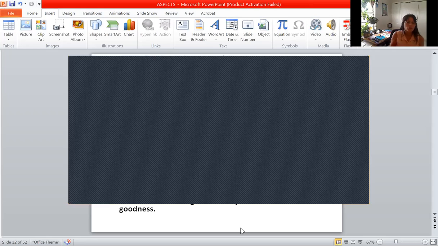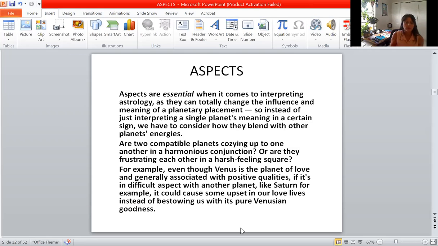Are the 2 compatible planets cozying up to one another in a harmonious conjunction, or are they frustrating each other in a harsh-feeling square? For example, even though Venus is the planet of love and generally associated with positive qualities, if it's in difficult aspect with another planet like Saturn, it could cause upset in a love life instead of bestowing us with pure Venetian goodness. Or it could be putting structure or order in your love life, or a love with somebody or something older, because Saturn is that. So there's a lot of little nuances to that. All right.